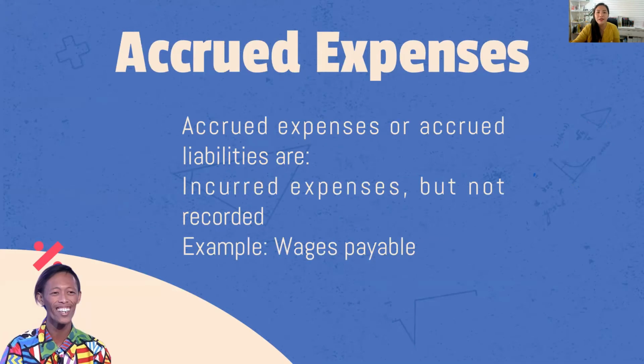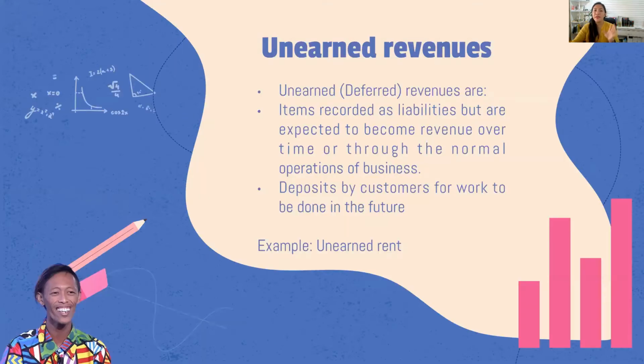Right. Accrued expenses or accrued liabilities are incurred expenses but not recorded. Example for that is wages payable. Okay, so meaning, the work has been done, but it has not yet been paid. So, it's a debt. And then, unearned revenues are revenues recorded as liabilities but are expected to become revenue over time or through the normal operations of the business.